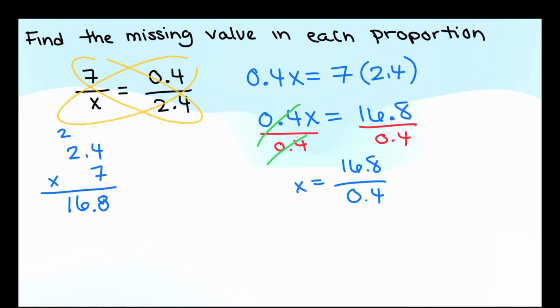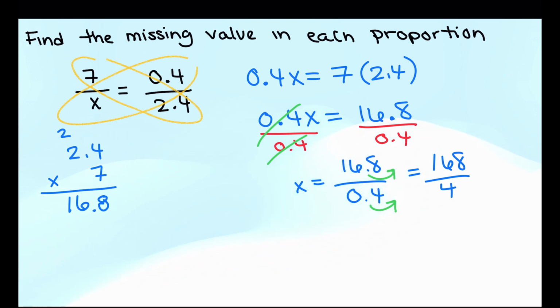To do this division, I want to clear the decimal in the denominator. So I have to move the decimal one place over to get rid of it. And I have to make sure I do the exact same thing on the top. Technically, I'm multiplying the top and bottom by 10. But you can think of it as however many places you move the decimal in the bottom number, you have to do the same thing to the top number.